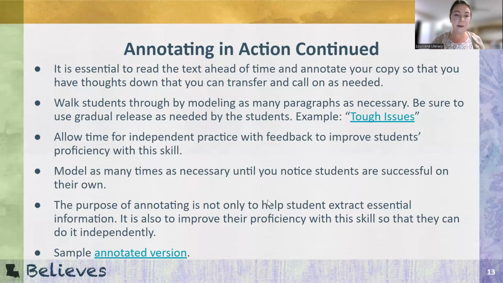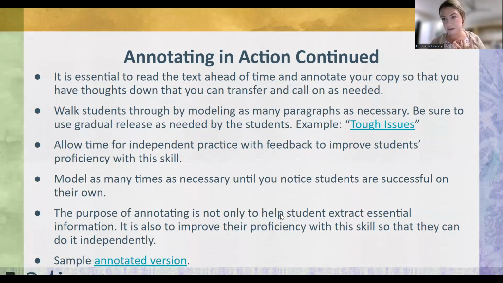Okay. The purpose of annotating is not only to help students extract essential information, it is also to improve their proficiency with this skill so they can do it independently, kind of what I was just talking about. And I have that sample annotated version. When I post the slide deck for this, you'll see the slide deck and you'll see the recording of this too.